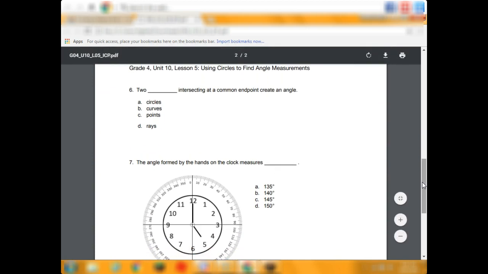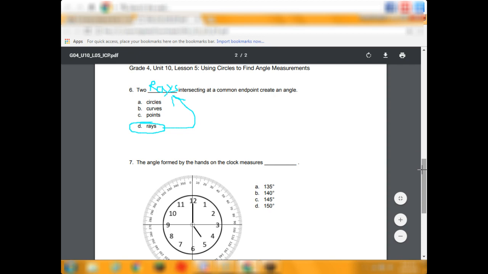Number 6. 2 blank intersecting at a common end point create an angle. Circles, curves, points, or rays. And if you didn't see 2 videos back, I explained this, and the link to 2 videos back will be in the description down below. And the answer is rays. And if you look back in 2 videos back, it'll explain why.